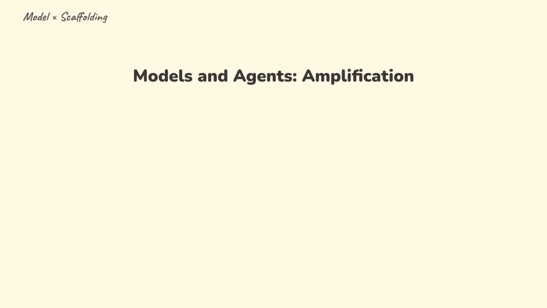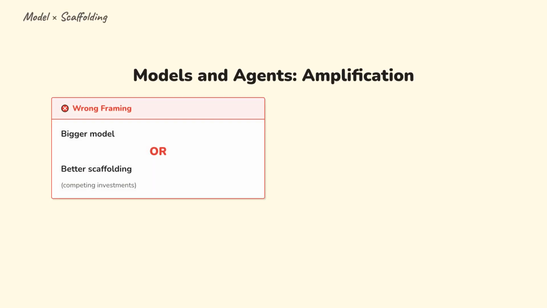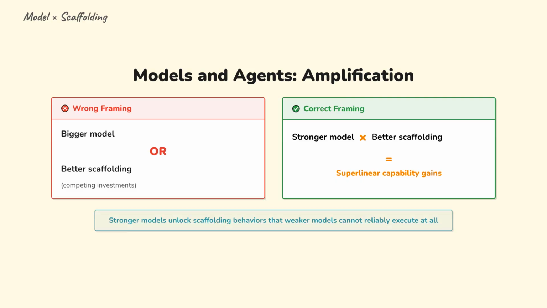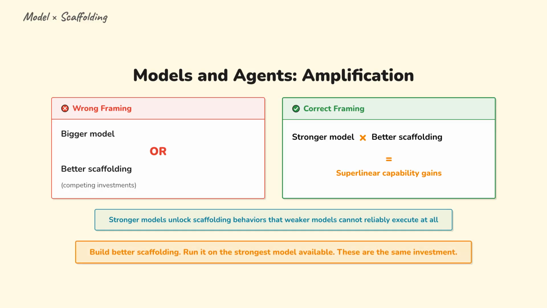A common misconception is that better scaffolding competes with stronger models, that clever architecture can compensate for a weaker foundation. This is only partially true at the low end. In practice, stronger models and better scaffolding amplify each other non-linearly. A stronger model makes each workflow step more reliable. A more reliable workflow makes the model's capabilities more consistently accessible. The gains compound. Build better scaffolding and run it on the strongest model available. These are not competing investments. They are the same investment from two different directions.